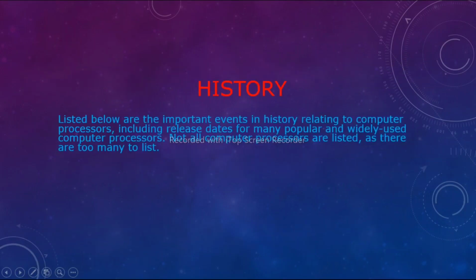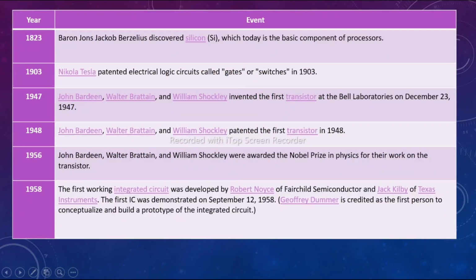The history. Listed below are the important events in history relating to computer processors, including release dates for many popular and widely common processors. Not all computer processors are listed as there are too many to list. In 1923, Baron John Jacob Berzelius discovered silicon, which today is the basic component of processors. In 1903, Nikola Tesla patented electrical logic circuits called gates or switches.